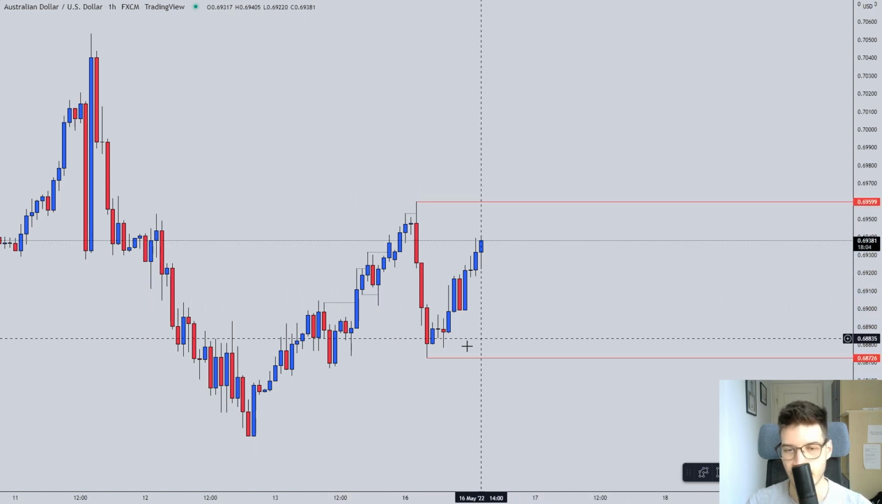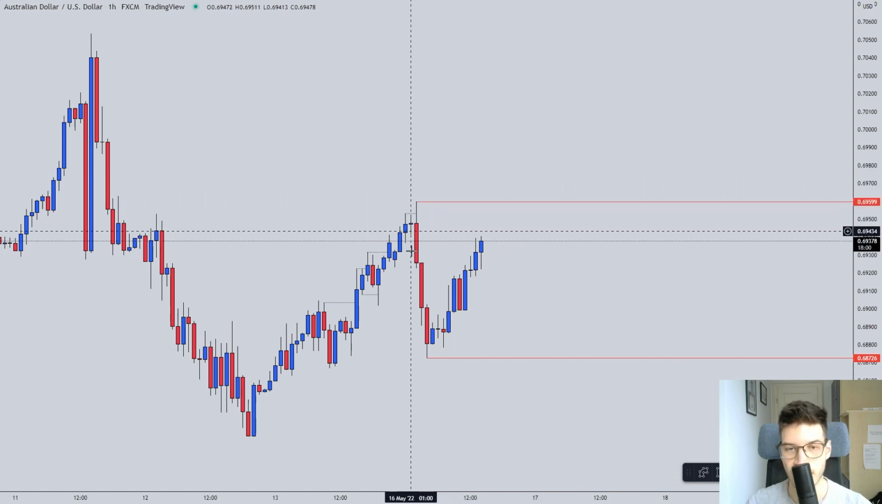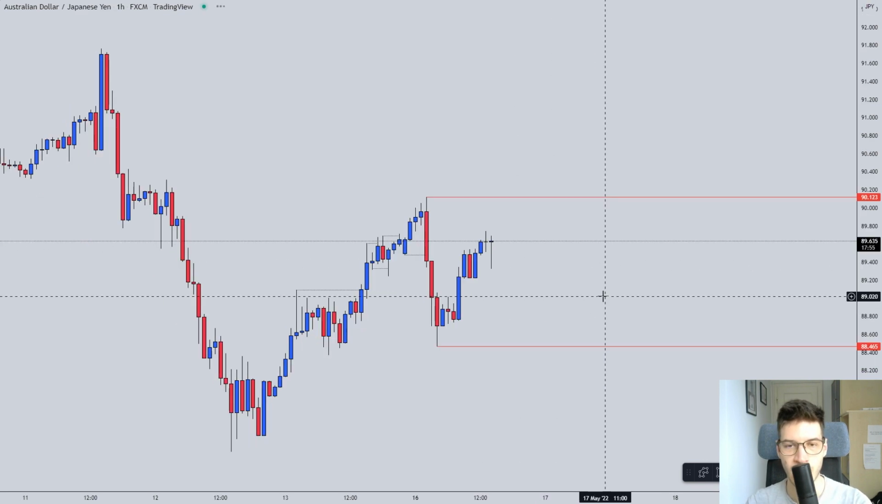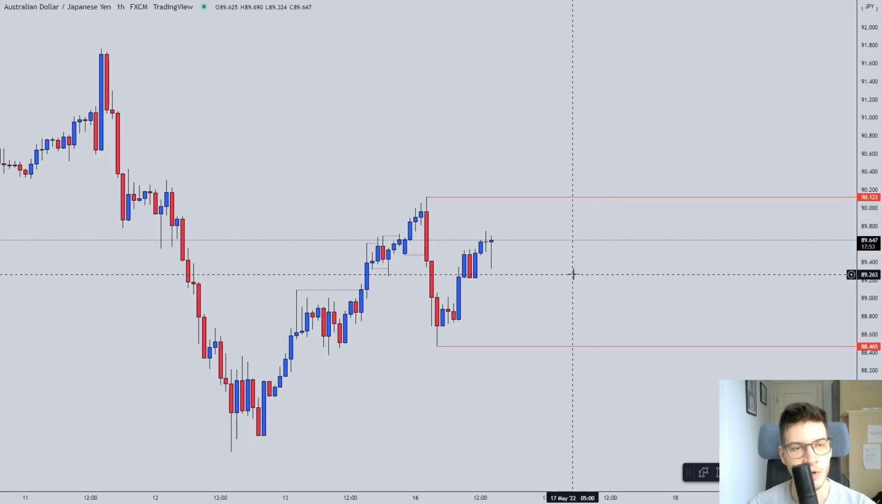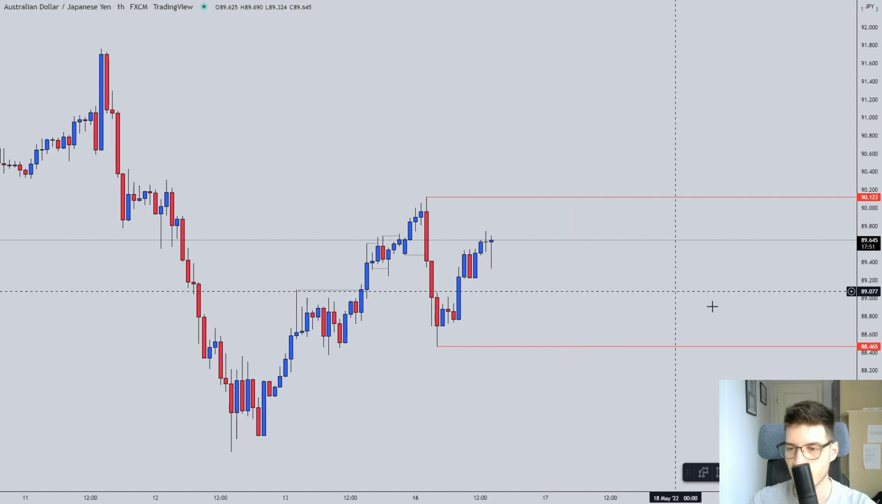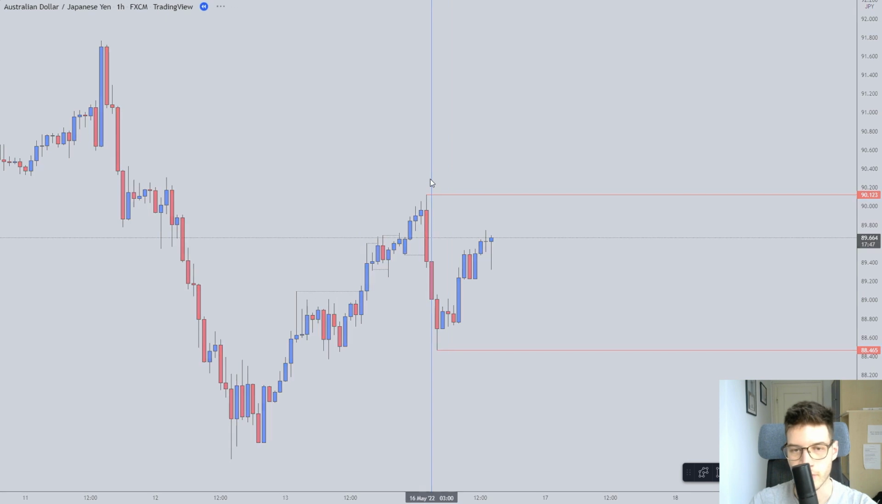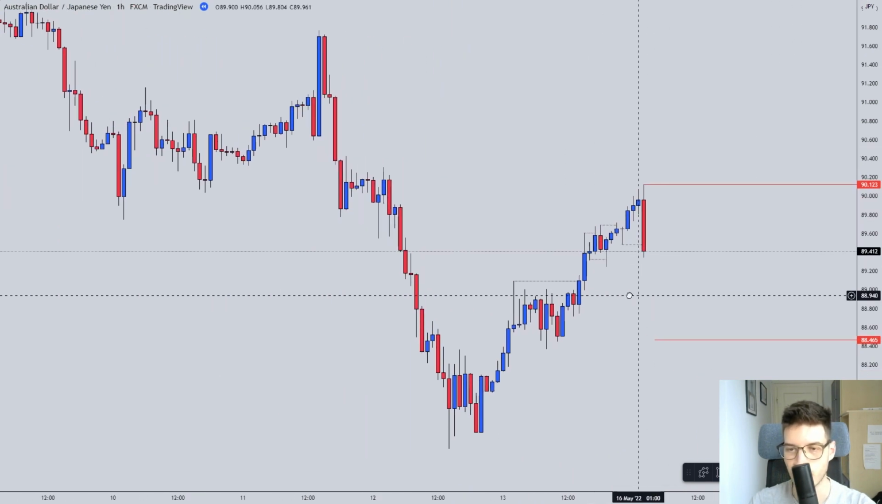It's in no man's land. I'm waiting for the break of the low or the break of the high, and looks like we are getting some volatility and that V reversal. Now for the Aussie and the Japanese yen. So there was also an opportunity to enter on a reversal, really similar to the Aussie US dollar.